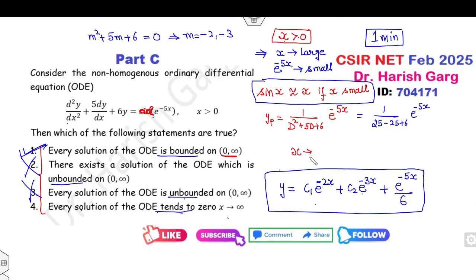So what will happen if x goes to infinity? This value will go to 0. This value will go to 0. This value will go to 0. So yes, this solution goes to 0. So A and D are the right answers of this problem.